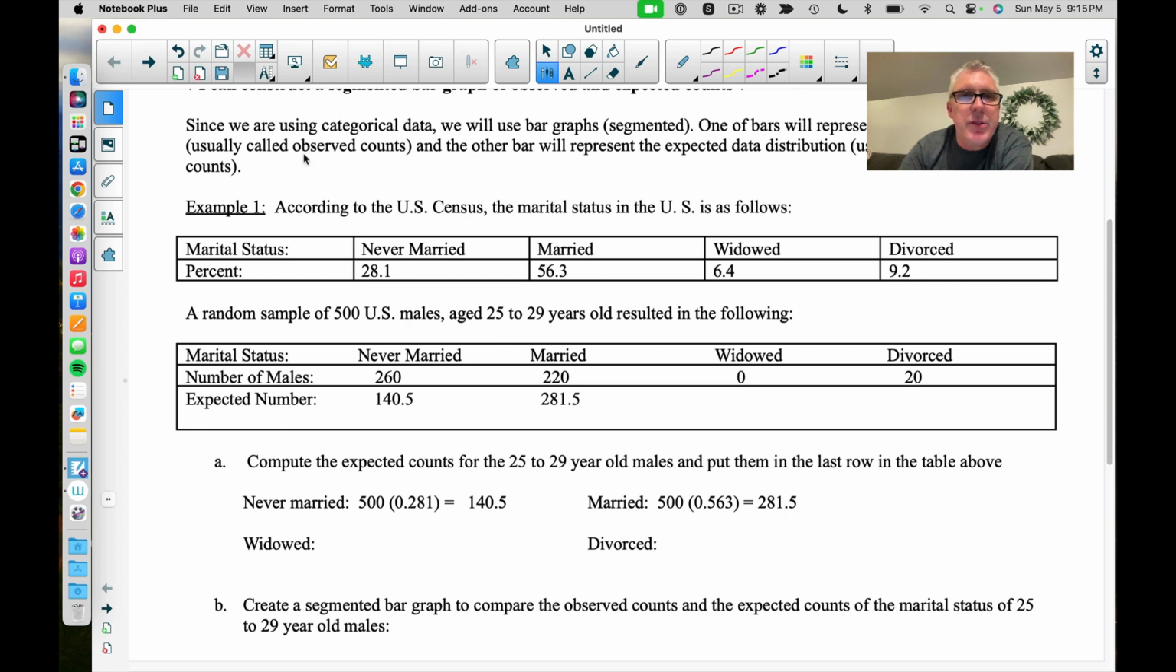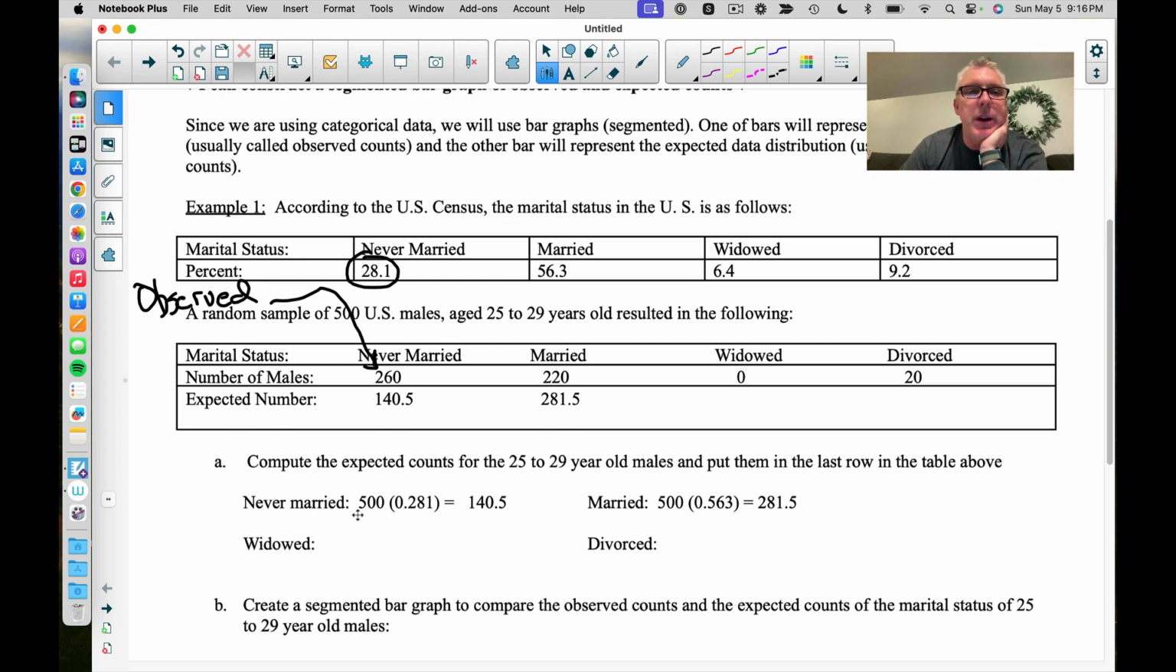So there's two things here. This would be called the observed. This is the observed. These numbers right here, 260, 220, 0, 20, that's the observed data. That's when we sampled those 500 people. These are the answers we got. Now that's different than what we expected to get. The expected data is what the percentage will times the number of our sample.